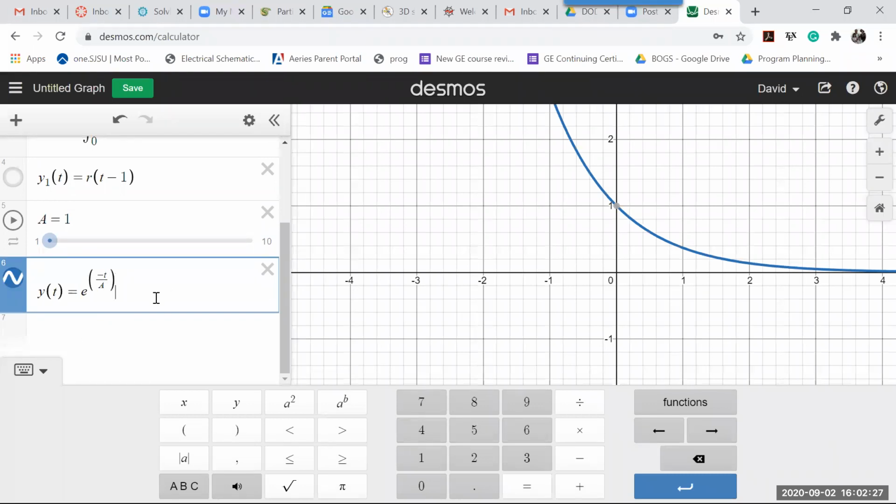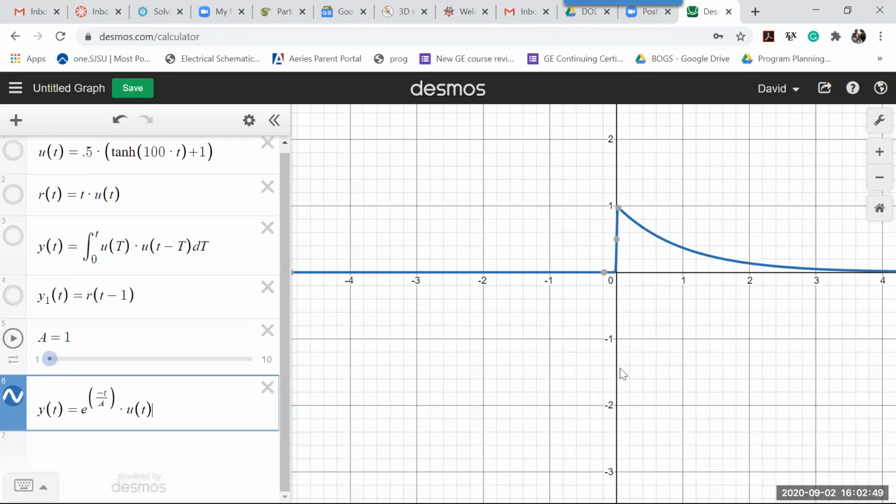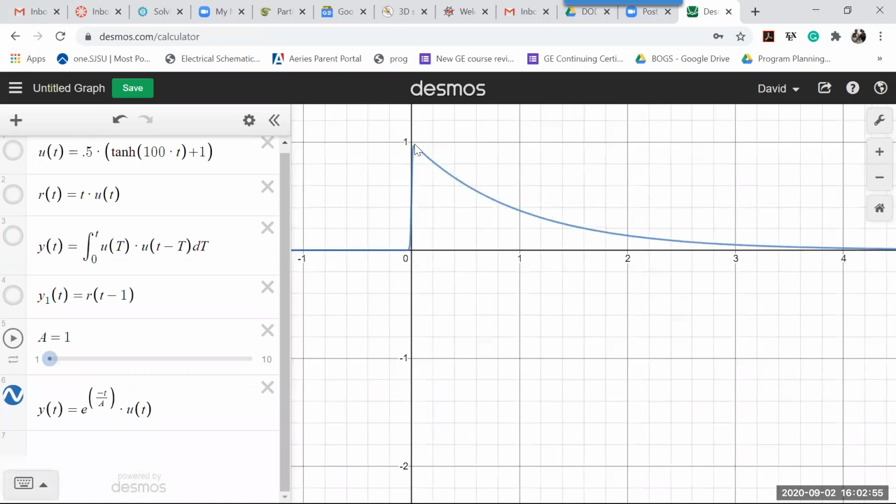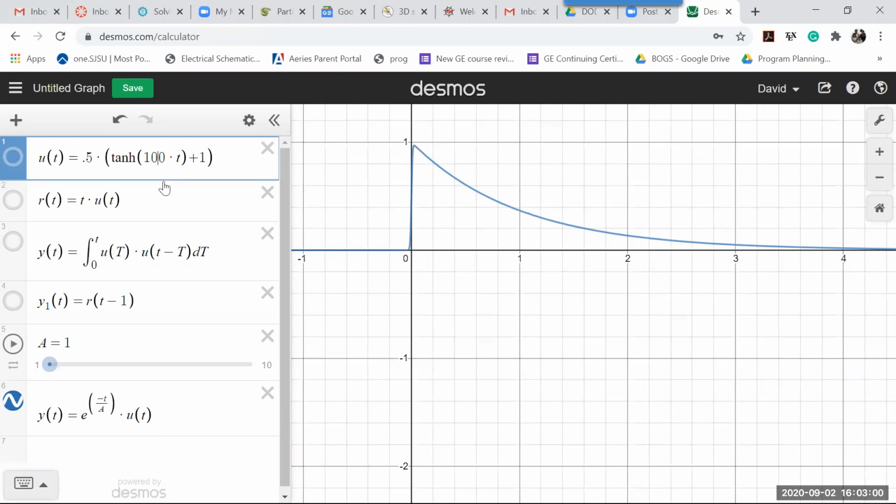All right, so this is the impulse response. But notice I forgot to put the u of t here, and so it keeps increasing as time gets more negative. So I have to put that there. Now, it doesn't quite go to 1, and there's a kind of rounding, so I can make the tangent function operate a little bit faster.